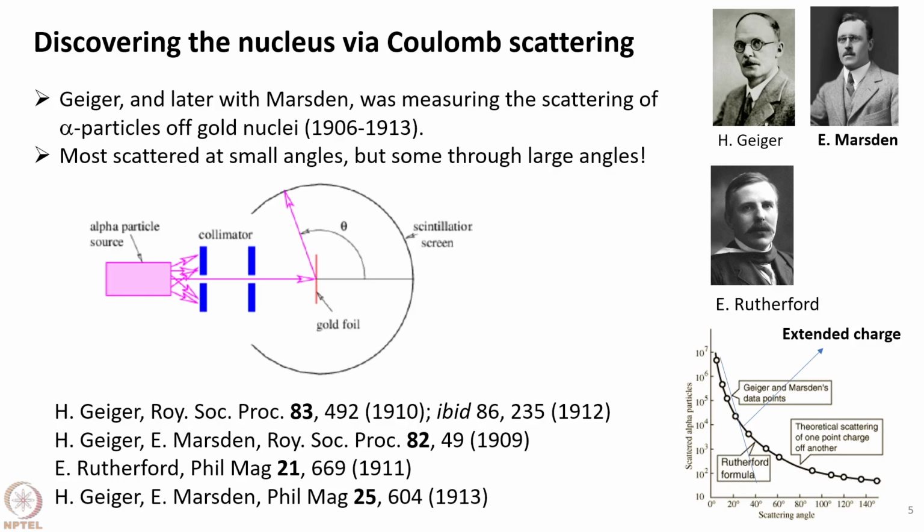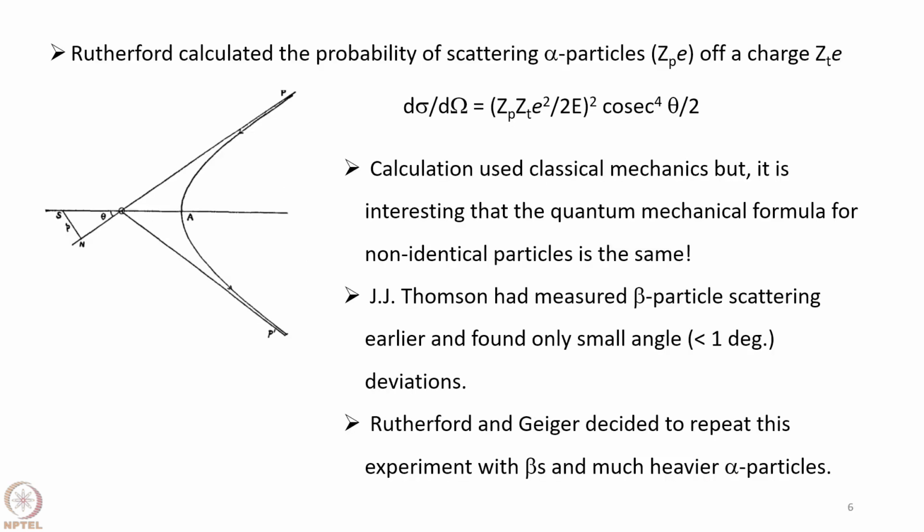They published a series of publications, first describing the technique, and then Rutherford, of course, has this important paper in Philosophical Magazine where he puts forth this idea that there is a compact, positively charged entity in the atom, which is much smaller than the atom. So he proposed this idea of Coulomb scattering, and this was measured by Geiger and Marsden. I'll come to this figure maybe a little later.